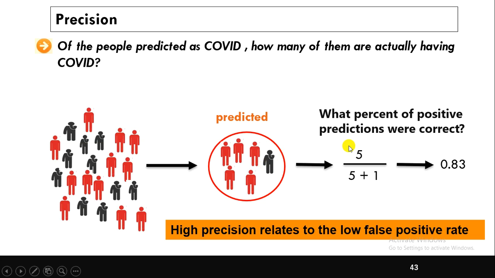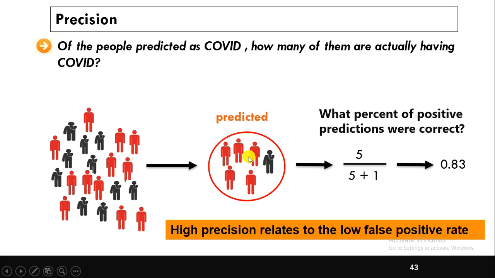Okay, so the formula for computing the precision is true positive divided by true positive plus false positive. So the true positive is 5 here, and the denominator is 5 plus 1 false positive, hence the precision is 0.83. So what we can infer from here is, higher the precision, lower the false positive rate.